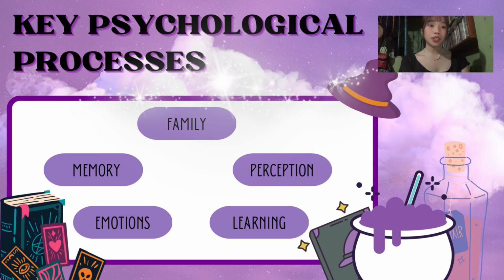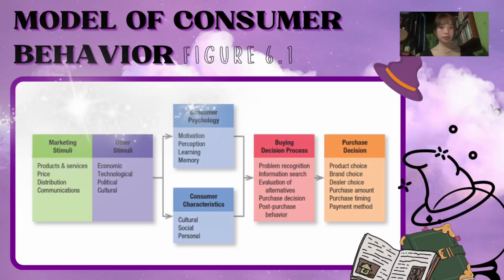Marketers use these psychological processes to design effective strategies that appeal to consumers' needs, perceptions, and emotions, ultimately influencing their buying decisions. Figure 6.1, Model of Consumer Behavior. The model of consumer behavior explains how consumers make purchasing decisions based on different factors. Marketing influences, such as product offering, pricing, distribution, and communication, advertising, and promotion, shape consumers' choices. Additionally, external factors like economic conditions, technology, politics, and culture also affect buying behavior.